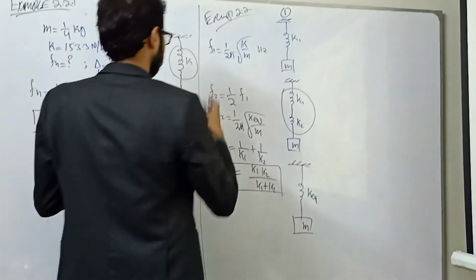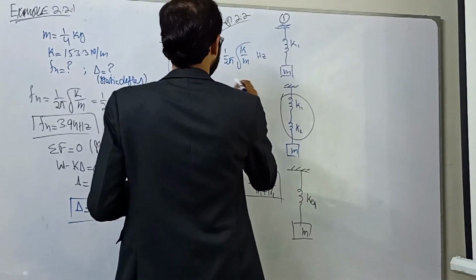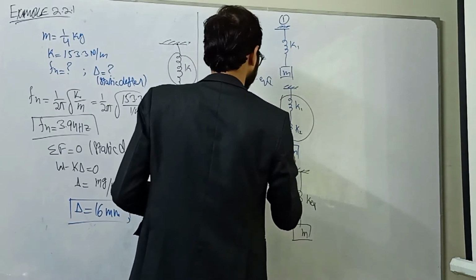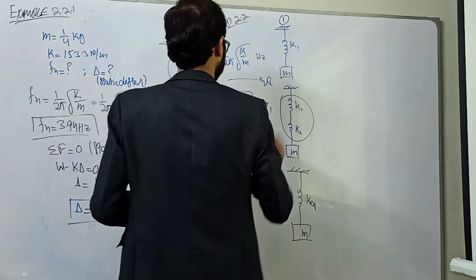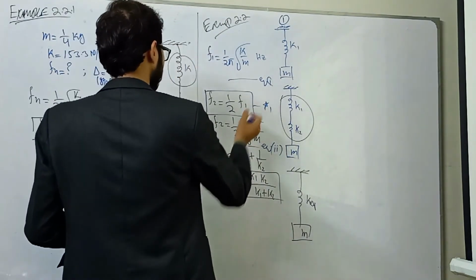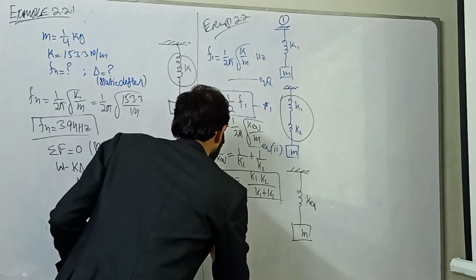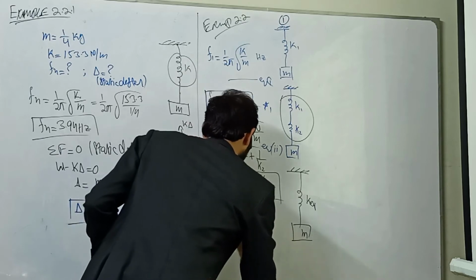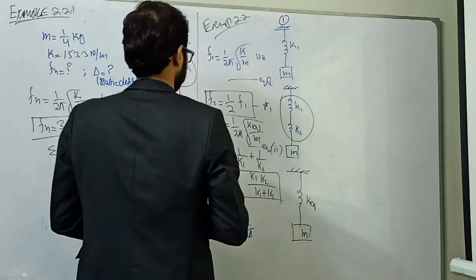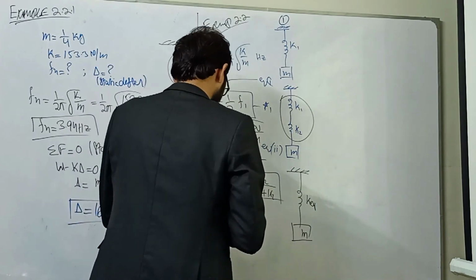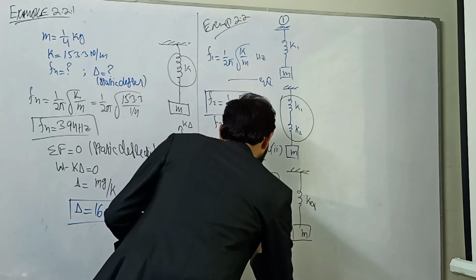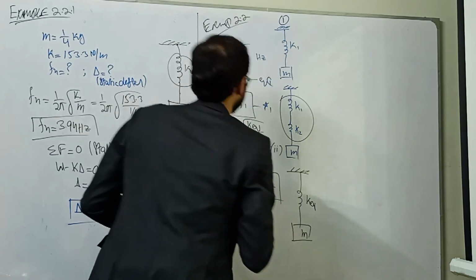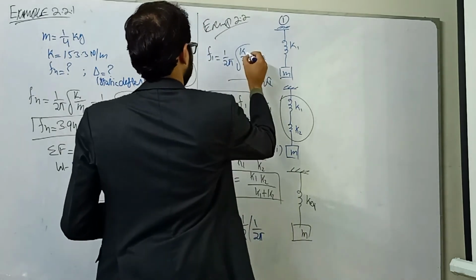So keeping in view this equation, which is equation number 1, and this equation number 2, we put the values into star 1. So putting equations 1 and 2 in star 1, we have 1 divided by 2 pi times the square root of K equivalent divided by m equal to half of 1 divided by 2 pi times the square root of K1 divided by m.